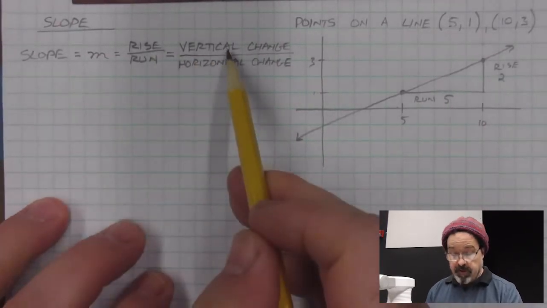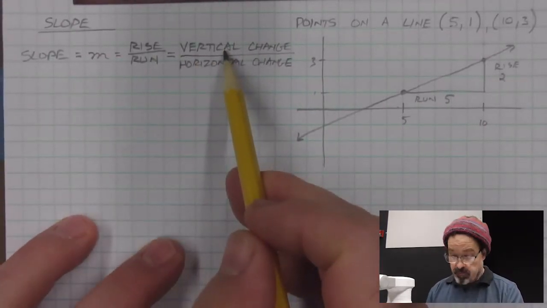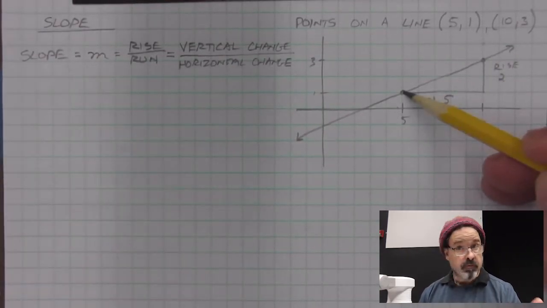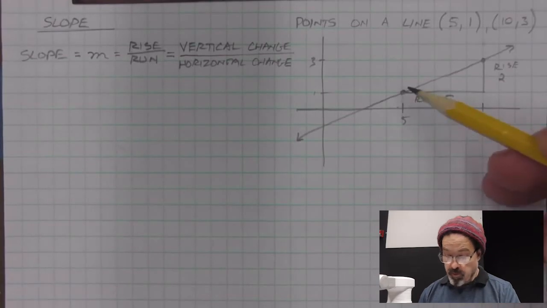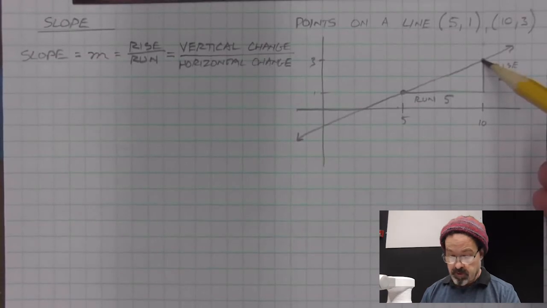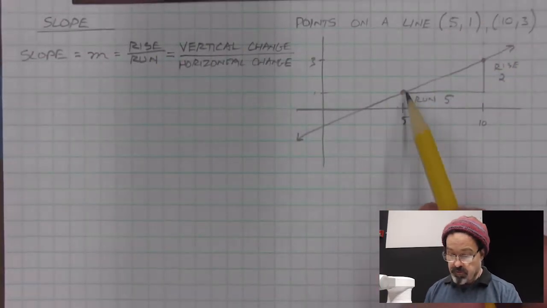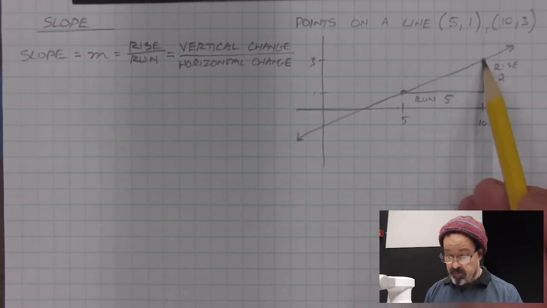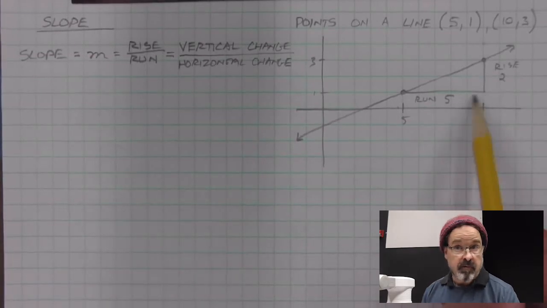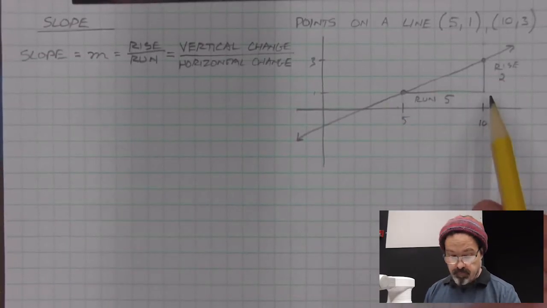The rise is the same thing as the vertical change. Vertical change is how much did you have to change vertically, up or down, when you went from 1 point to the other. We had to go up 2, so we have a vertical change of positive 2. Run is the horizontal change. How much did we have to change when we went from the same point to this other point? We had to go over horizontally at positive 5, to the right by 5.